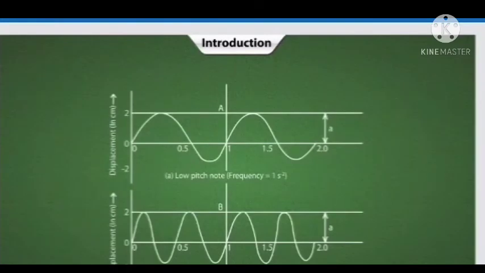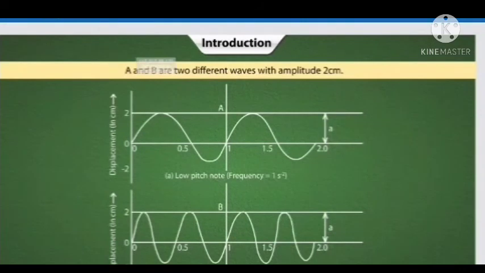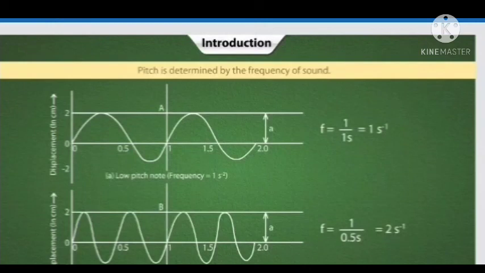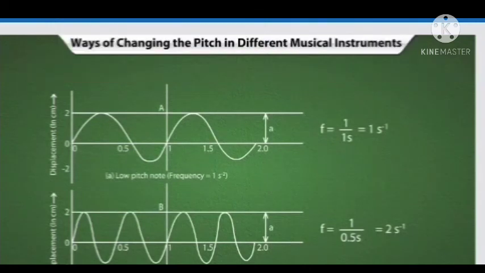The pitch of a note depends on its frequency. Two notes A and B are produced on the same instrument with the same amplitude of 2 centimeters. The time period for the waves A and B is 1 second and 0.5 second respectively. Therefore, the frequency f of wave A is equal to 1 by 1 second, which is equal to 1 wave per second. But the frequency of wave B, f, is equal to 1 by 0.5 second, which is equal to 2 waves per second. On comparing the frequencies, wave A is of low pitch, while wave B is of high pitch, as pitch is determined by the frequency of sound. The 2 notes have the same amplitude but different pitch. This is due to the fact that the 2 waves differ in their frequencies.